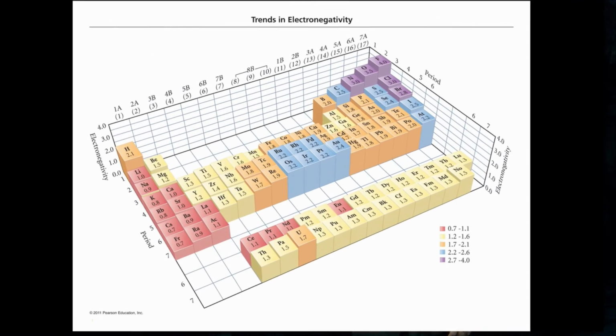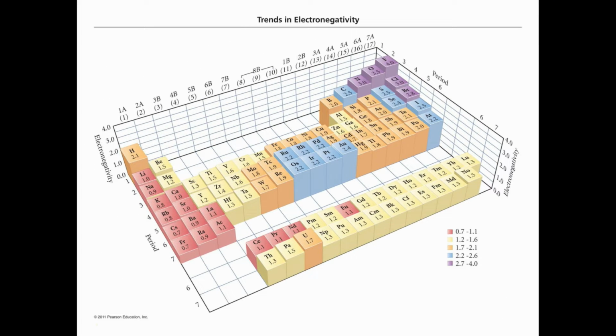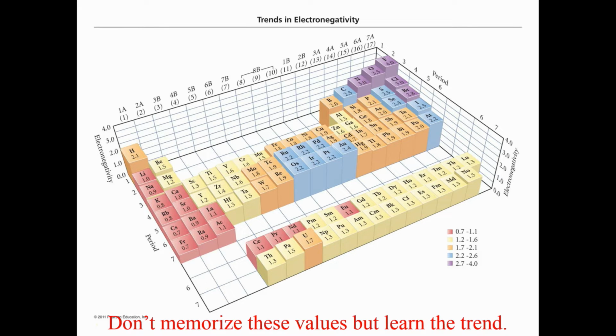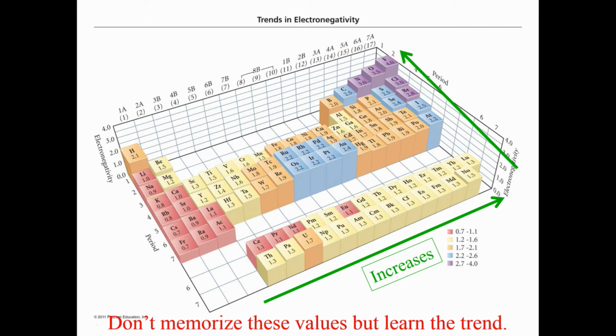Now, if we look at this table, it's a nice table. It's showing by the height of the element its electronegativity value. It also has the values on there, but you can easily see what the trend is. As you move across the periodic table, it's getting bigger as you go to the right, and it's getting bigger as you go to the top. I don't want you to memorize any of those numbers, but I do want you to know the trend. Electronegativity increases as you move to the right on the periodic table, and it increases as you move up the periodic table.